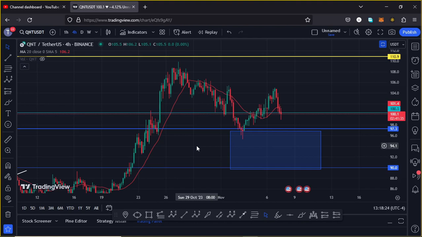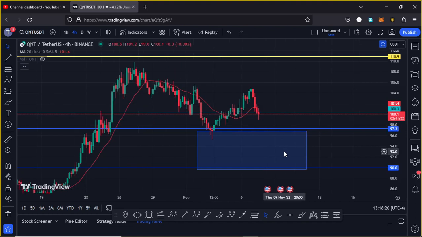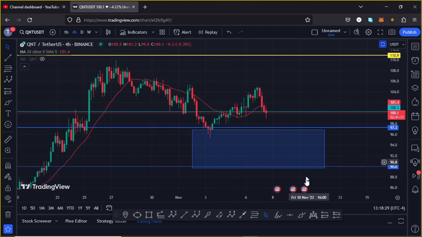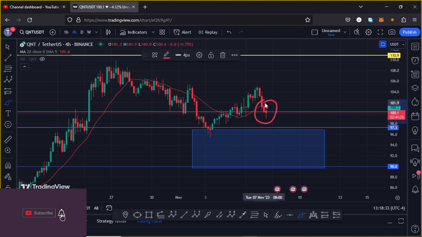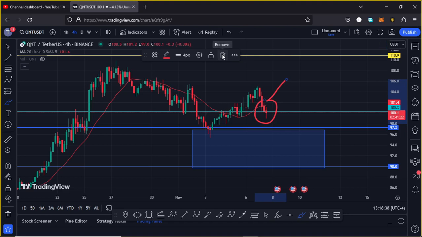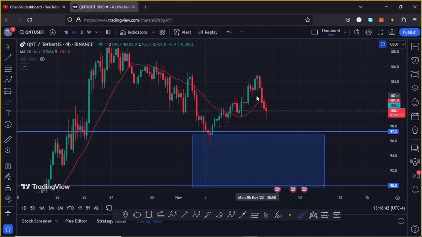At the time of this recording, QNT is holding below the 20-day MA here on the 4-hour chart, which is now acting as a resistance for us to continue gearing up. We have also lost a significant area of support at around the $100.3 mark, which is now acting as a resistance. In this video, I want to answer the big question, which is how low can we go here on the QNT chart in case this pullback continues.